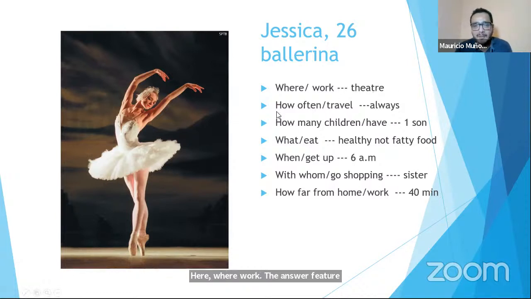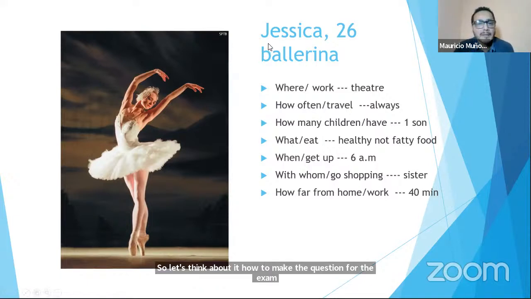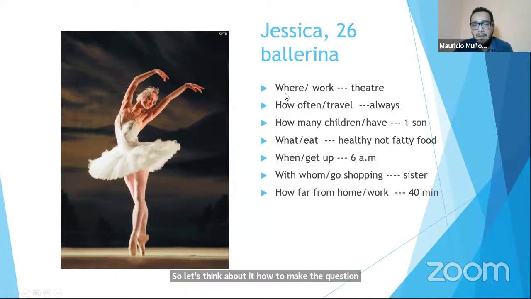Here, where, work. The answer, theater. The second question, how often travel? The answer, well, one average of frequency, always. The question number 3, how many children have? The answer, 1 son. And so on, right? So, let's think about it. How to make the question. For example, over here, where, work. Obviously, this question is incomplete. We need the auxiliary verb and the subject.